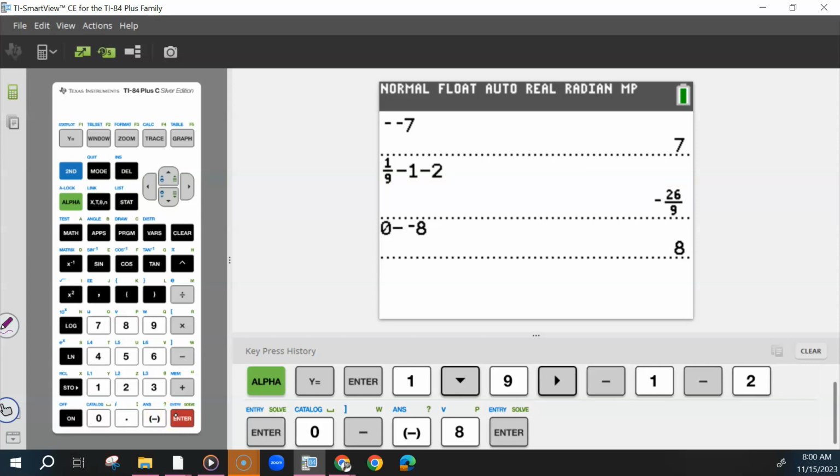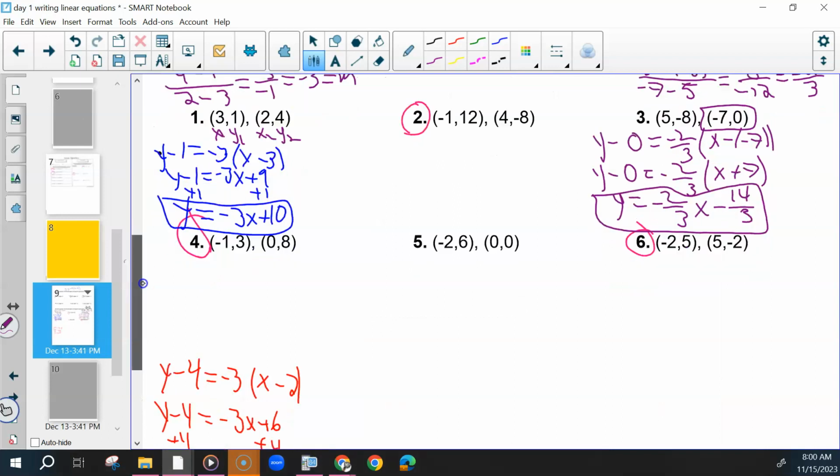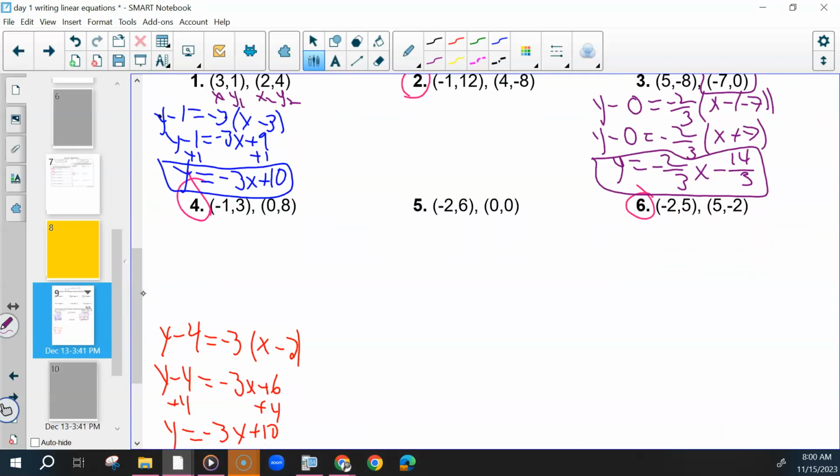Alright, let's do another, and then you guys are going to try some. Let's do 4. So let's find the slope first. You have 8 minus 3 over 0 minus a negative 1. What is our slope? 5 over 1, which would just be 5.